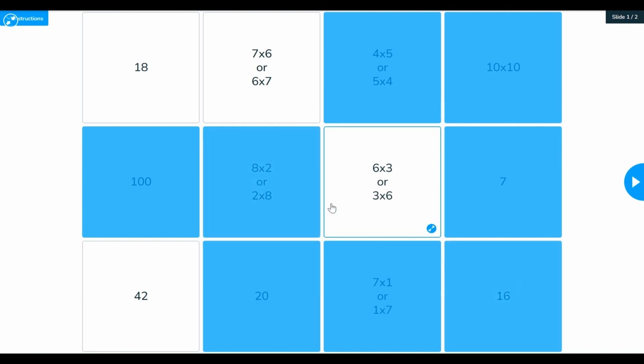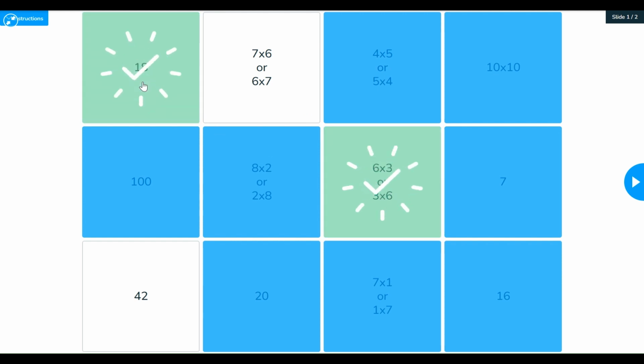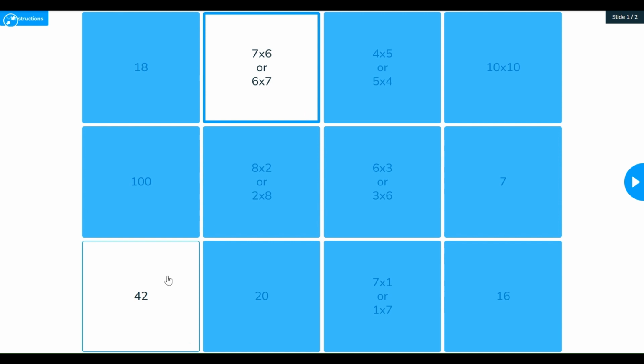Perfect. And then I also have an 18 and a 42 left, and a 7 times 6 and 6 times 3. Well, 6 times 3 I know is 18, but if I wasn't sure, I know that 7 groups of 6 or 6 groups of 7 is going to be a lot more than 6 groups of 3 or 3 groups of 6. So I'm going to go ahead and match 18 and this. Perfect, which leaves my last one.